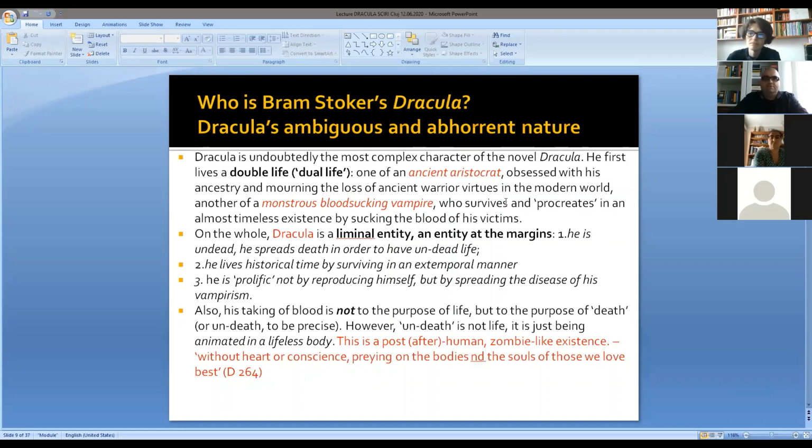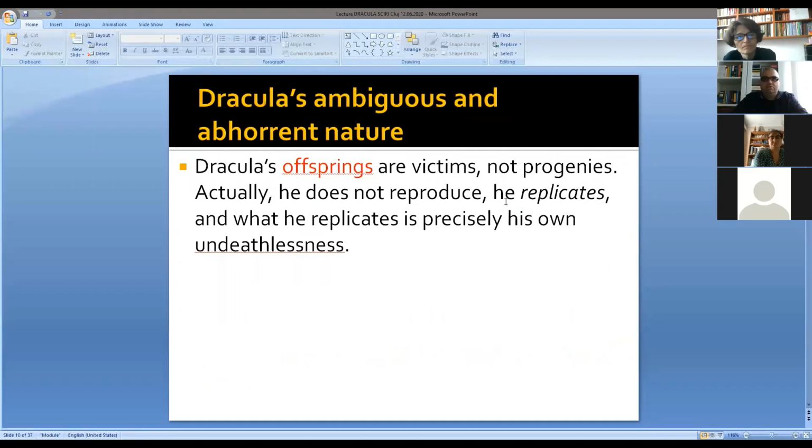Actually, what he lives is a death, but not a death exactly, but an undeath, to be precise. However, the state of undeath, undying, is not life, it is just being animated in a lifeless body. And this existence, which resembles a zombie existence or a post or an after human existence, is confirmed by the novel itself, which says at some point that this vampire is without heart or conscience, preying on the bodies and the souls of those we love best. So we already have the signs of an entity which is not a human entity. It is more like a less than human entity. Either way, it's not human at all in this state.